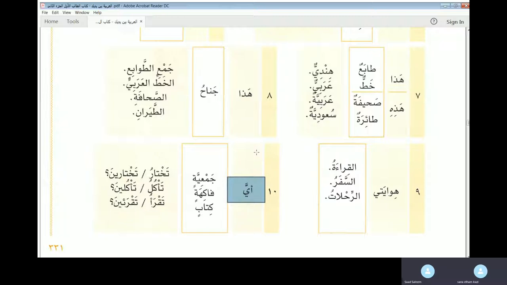أي جمعية تختار؟ Which group do you choose? أي جمعية تختارين؟ Which group do you choose, for a female? أي فاكهة تأكل؟ Which fruit do you eat? أي فاكهة تأكلين؟ Which fruit do you eat, for a female. أي كتاب تقرأ؟ Which book do you read? أي كتاب تقرأين؟ Which book do you read, for feminine.